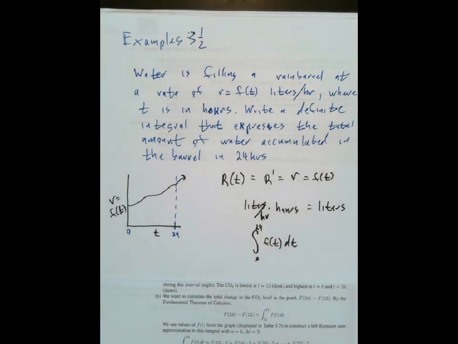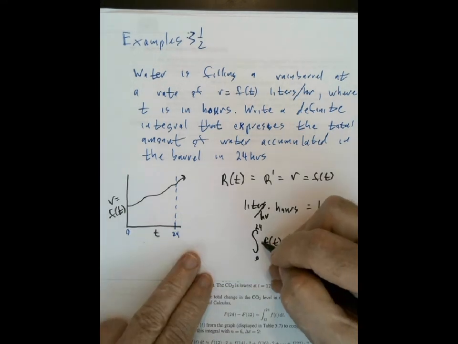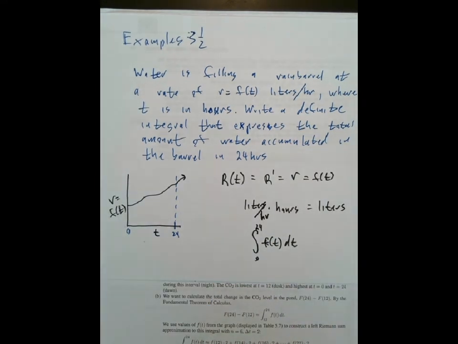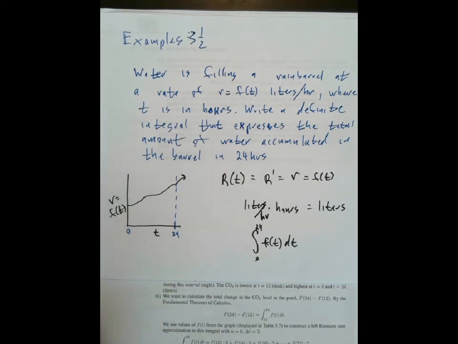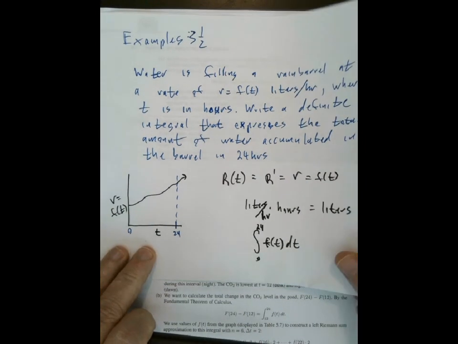That's as much as we can do with that problem. If we had an equation for f of t or some data, then we might be able to actually calculate that. That's example 3.5, and you're going to see something like that on your homework. Then here's a bigger example, one that I really like.